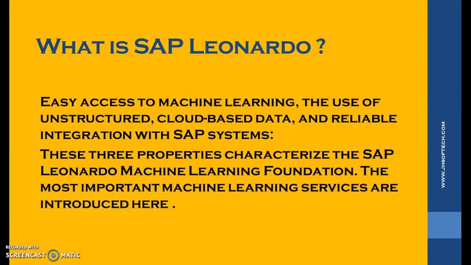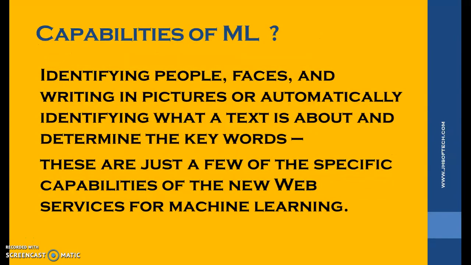So these are the three properties: the use of unstructured data, then cloud-based data, and reliable integration. These three characterize the SAP Leonardo machine learning foundation. The most important machine learning services are introduced here, along with the capabilities of machine learning.